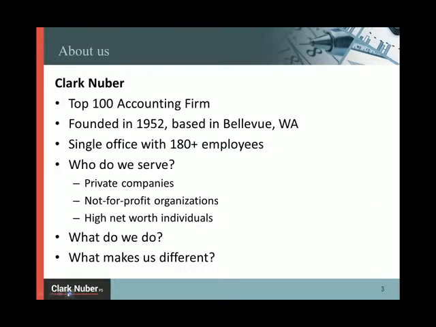And so before we get into the topic, I just want to say a few things about Clark Nuber. As Deanna mentioned, we have been ranked by Accounting Today magazine among the top 100 accounting firms in the country. And that's ranking by revenue. And we're number 96. And we think the reason we've been able to do this is the first time in our 60-plus year history that we've made the top 100 list. But it's really because we've been able to achieve consistent organic growth over a sustained time period.